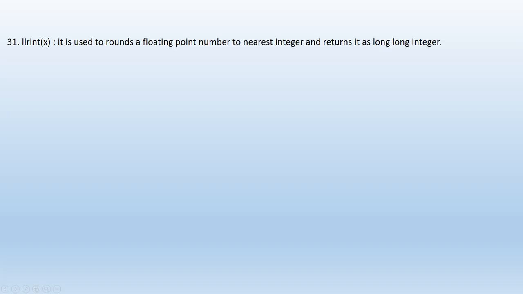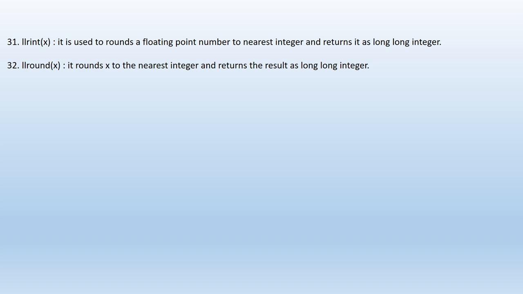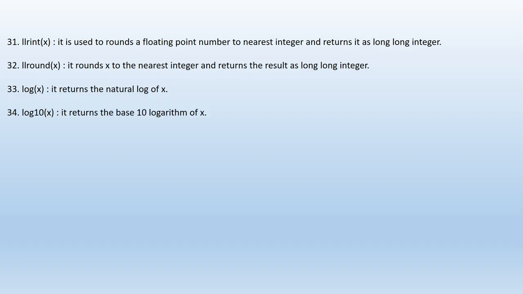The llround function. It is used to round a floating point number to the nearest integer and returns it as a long integer. The round function. It rounds x to the nearest integer and returns the result as a long integer. The log function. It returns the natural log of x. The base 10 logarithm function. It returns the base 10 logarithm of x.